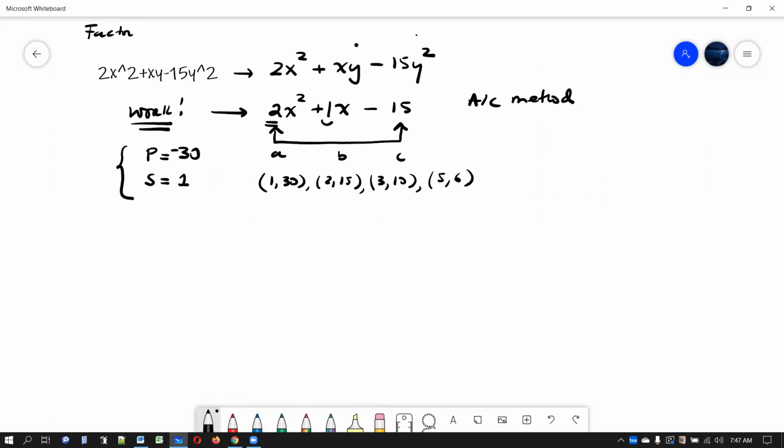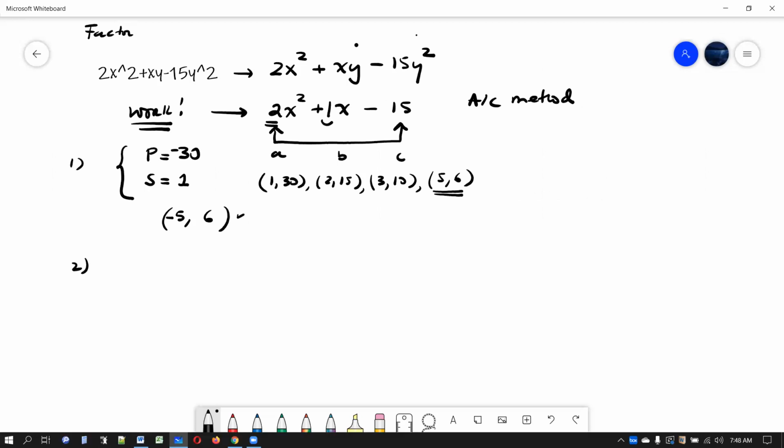And I can clearly see that this is the only possibility that can give me a sum of 1. And how am I going to get a sum of 1 from here? Well, if I just add them as they are right now, I will get 11, which means that the 5 has to be negative, right? Because now 6 minus 5 is 1. And their product will be negative 30. So this is the correct pair.